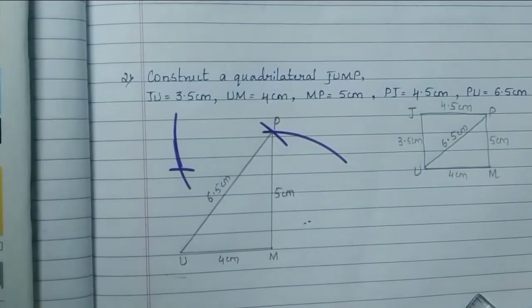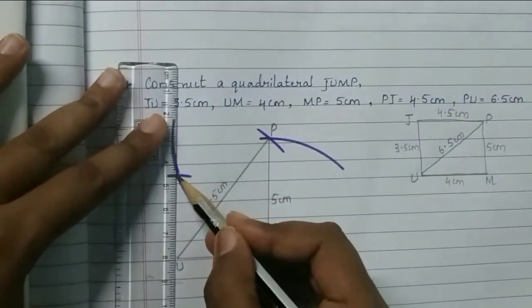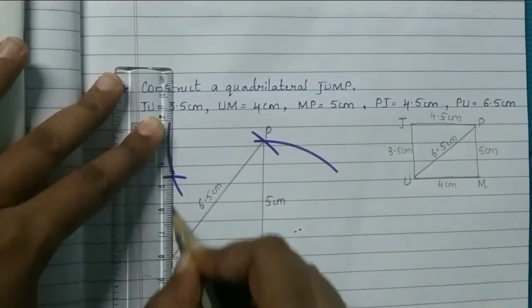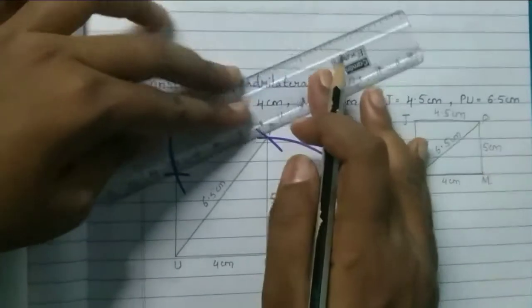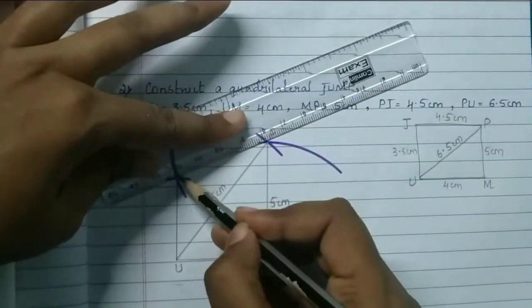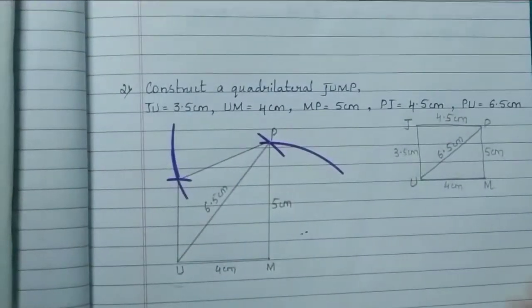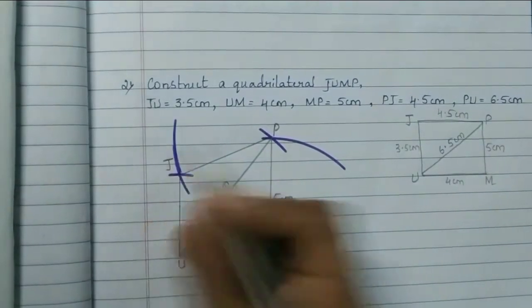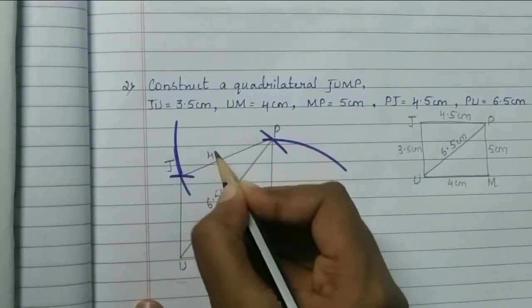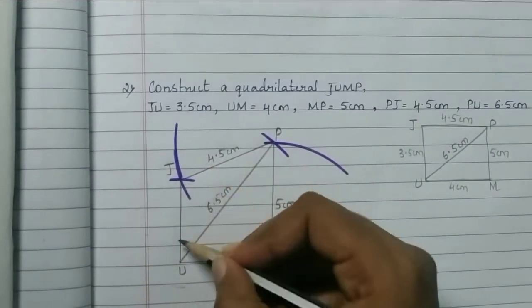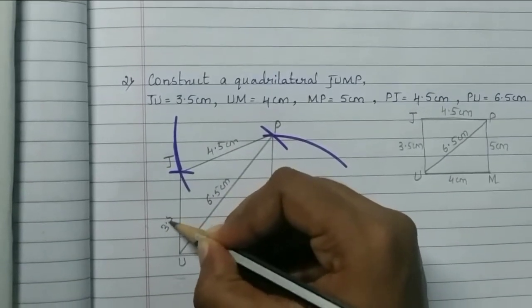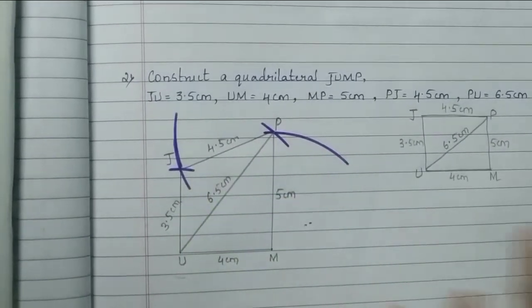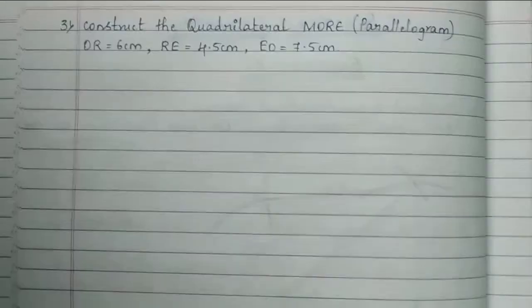Okay. So next what we have to do is join this. And we have to join this. So this point is nothing but J. This length is 4.5 centimeter and this length is 3.5 centimeter. So that's all is the answer here.